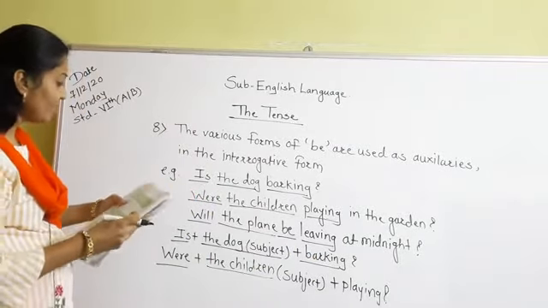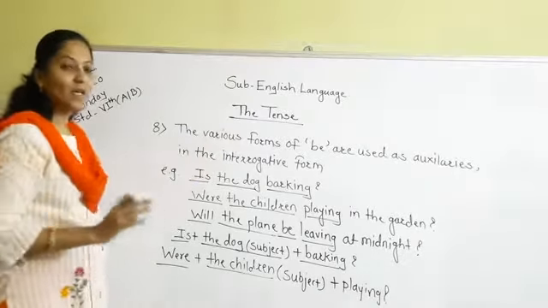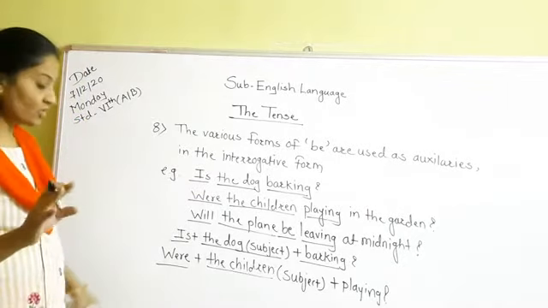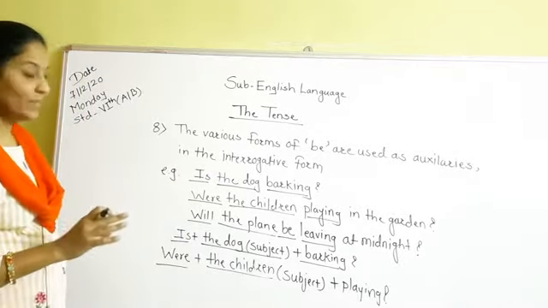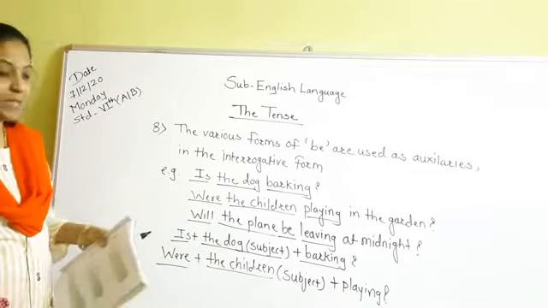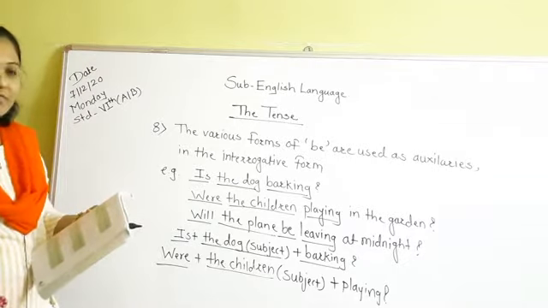Now we are going to see the various forms of have. As we have seen the various forms of be: am, is, are, was, were, will be, shall be. These are the forms of be verbs. Okay. Now we are going to see the various forms of have that are used as auxiliaries in the perfect tense. Now we have seen all these sentences of the simple present tense. Now we are going to see the present perfect tense.